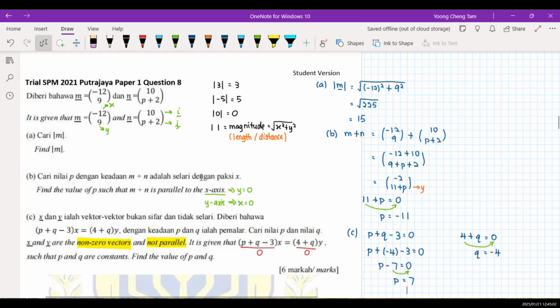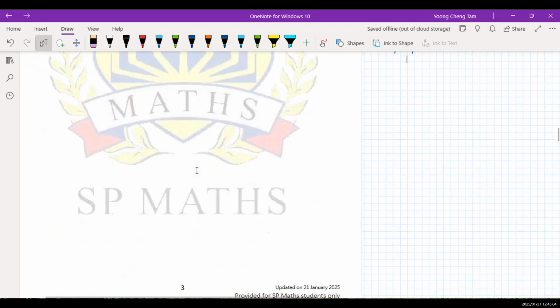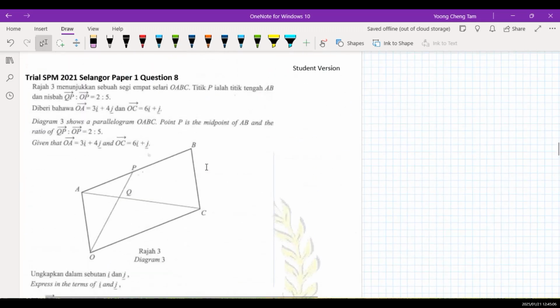Alright, now let's go to the next question. This question comes from Selangor. Diagram 3 shows a parallelogram OABC. Point P is the midpoint of AB. Again, the meaning of midpoint is the middle point, so P is the middle point of AB. And the ratio QP to OP is 2 to 5.